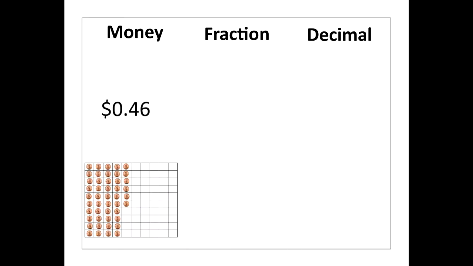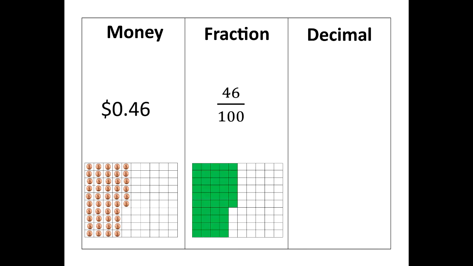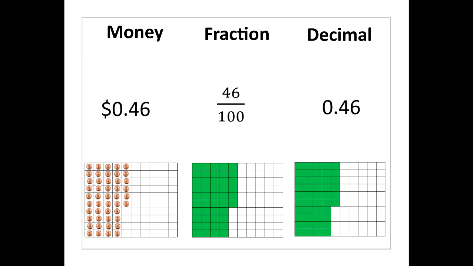If I had 46 pennies, I have 46 out of the 100 pennies I would need to get a whole dollar. So 46 cents is the same as 46 hundredths, as well as 0 and 46 hundredths.